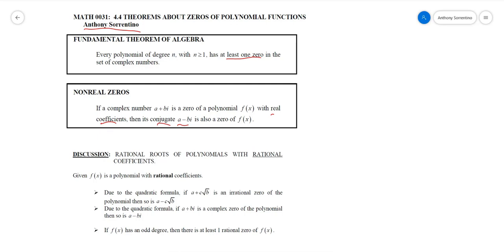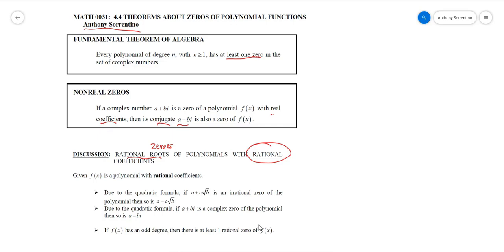This also works when I'm talking about rational roots or zeros of a polynomial with rational coefficients. If I have a polynomial with rational coefficients, so they have to be not just real, they have to be rational, and a plus c square root b is an irrational zero of the polynomial, then so is a minus c square root b. And I also have the restatement of the non-real zero. So basically, the same thing.